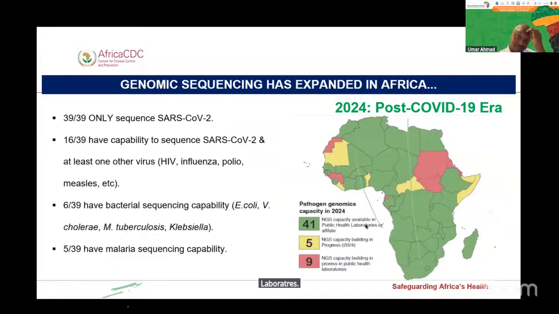And moving forward, we had 39 countries that are able to sequence SARS-CoV-2. 16 have the capacity to sequence at least one other virus, either HIV, influenza, polio, or measles. And we also have 6 countries out of the 39 that have bacterial sequencing capacity, like E. coli, cholera, and the rest. And we also have 5 countries out of the 39 that have malaria sequencing capacity on the continent.